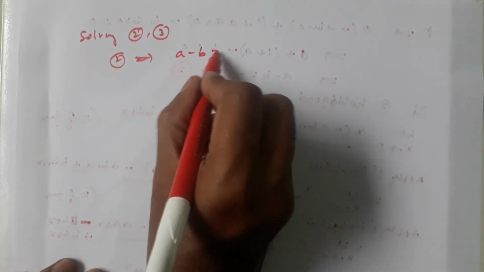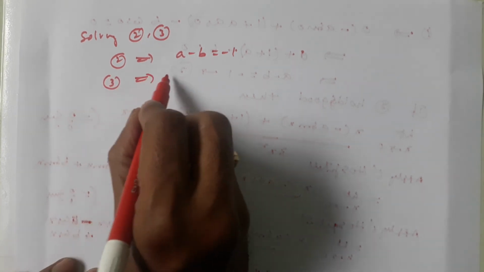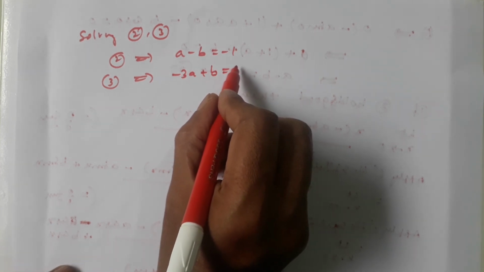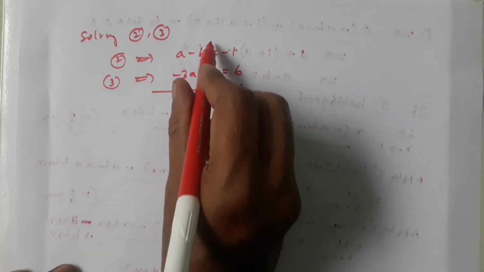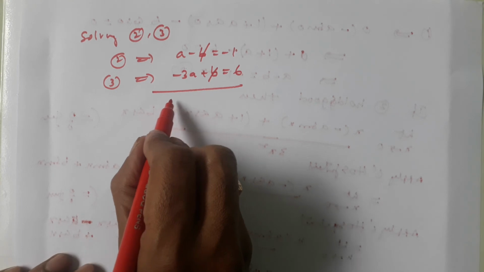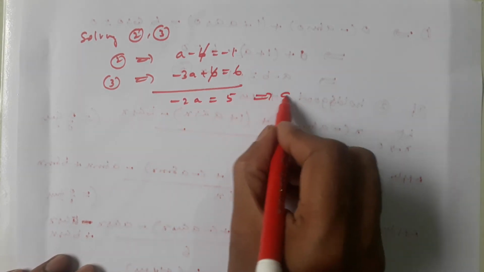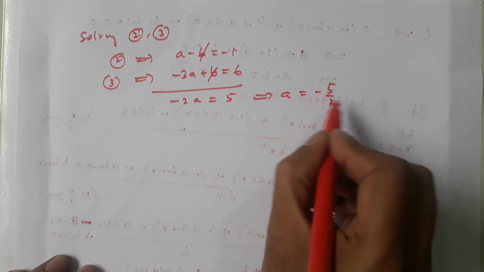So solving 2 and 3. The 2 equation is a minus b is equal to minus 1, and 3 is minus 3a plus b is equal to 6. This implies minus 2a is equal to 5, implies a is equal to minus 5 by 2.